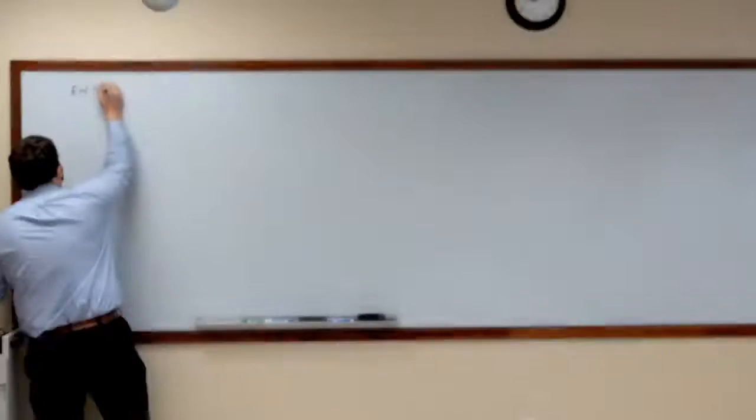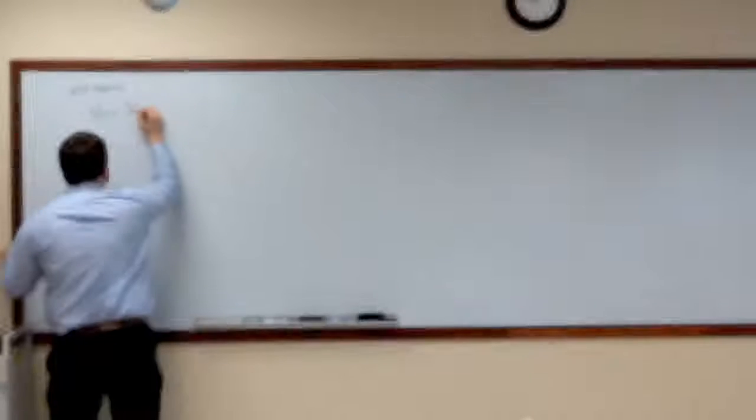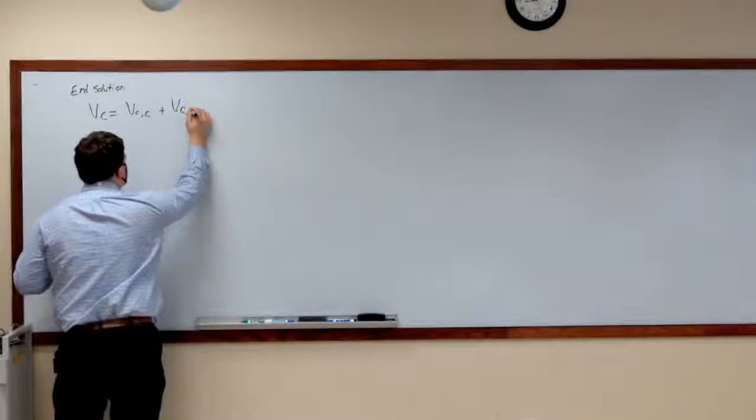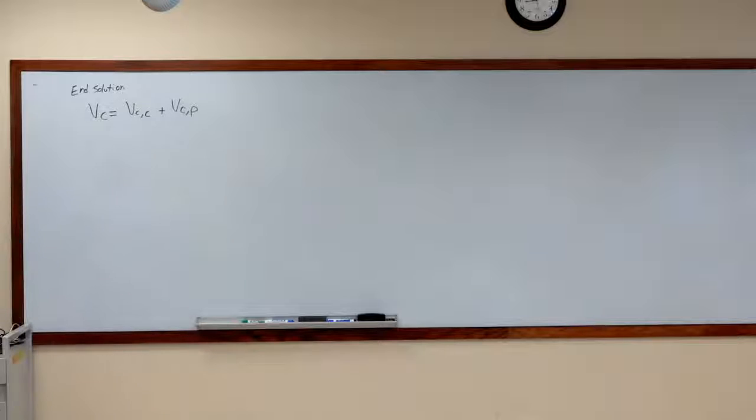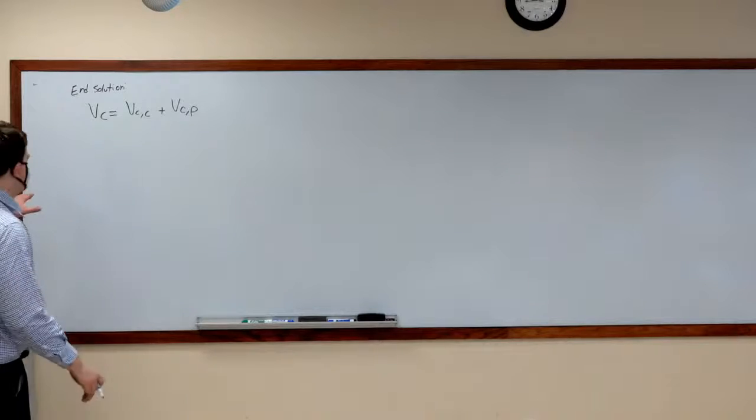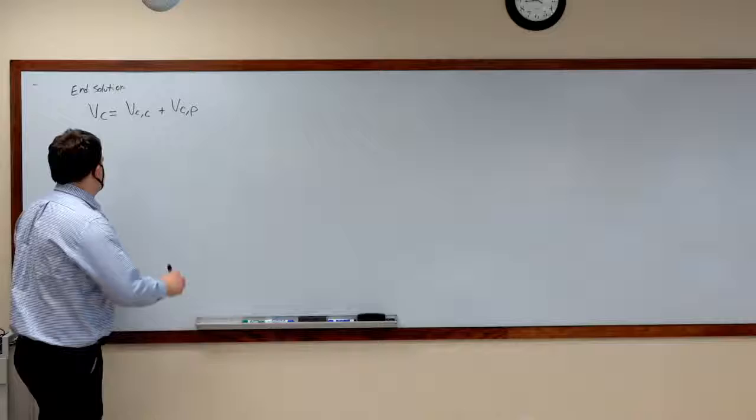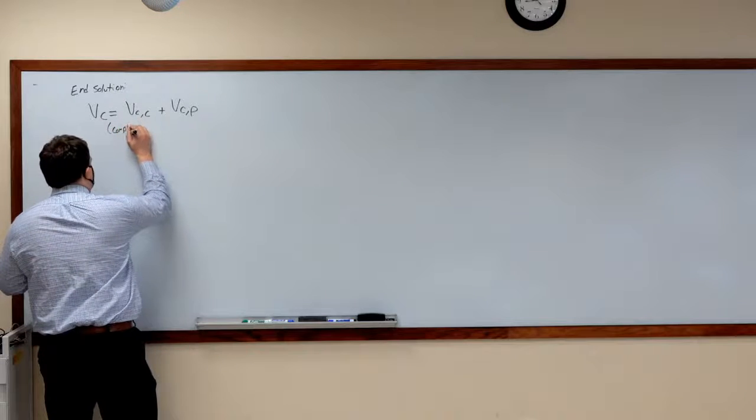Okay, so we know what the end solution is going to be. VC is equal to VC complementary plus VC particular. Y of t complementary, Y of t particular. VC complementary and VC particular are going to sum to 5. Okay, we know this is the solution. Complementary plus particular. Right underneath this is complementary.